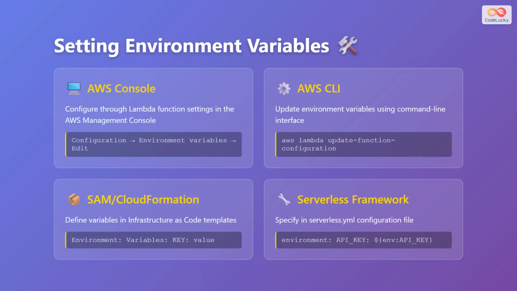There are four main methods to set environment variables for your Lambda functions. The AWS Console method lets you configure variables directly through the Lambda function settings by navigating to Configuration, then Environment Variables, and clicking Edit. The AWS CLI provides a command line approach using the Update Function Configuration command. Infrastructure as code tools like SAM and CloudFormation allow you to define variables in your templates using the environment and variables properties. Finally, the Serverless Framework lets you specify environment variables in your serverless.yaml configuration file, with support for referencing external values.